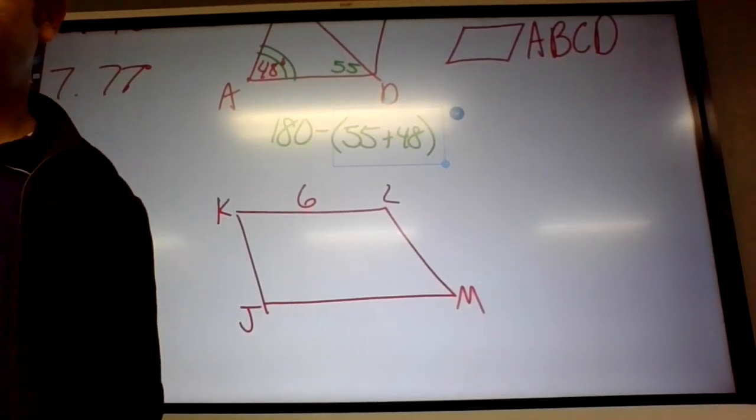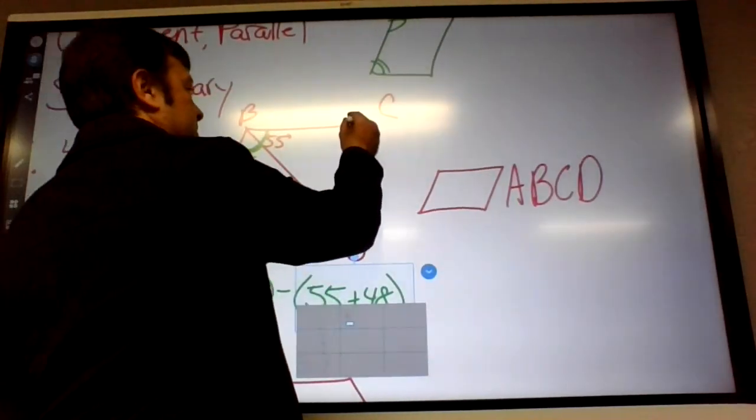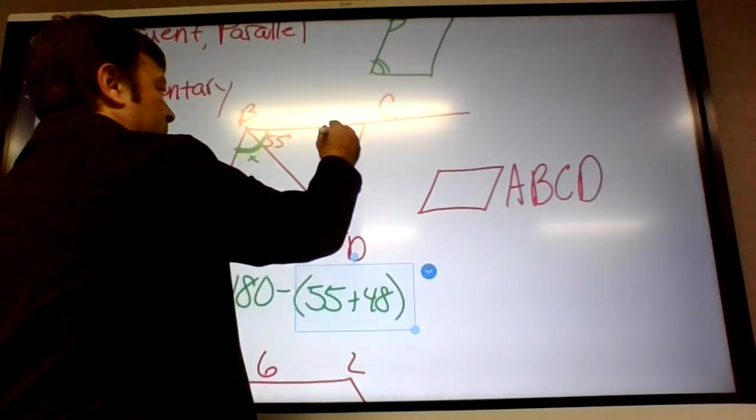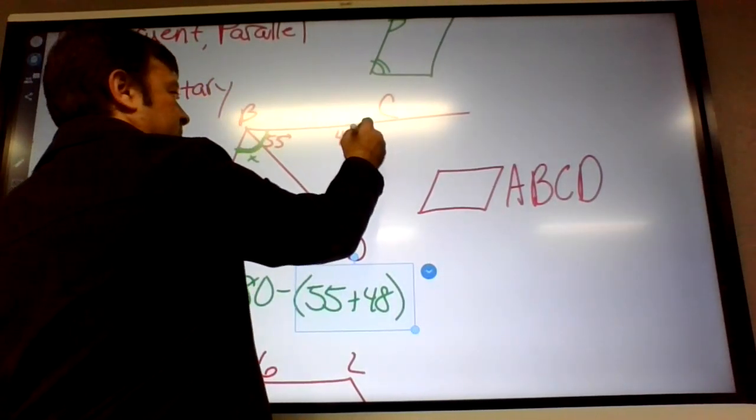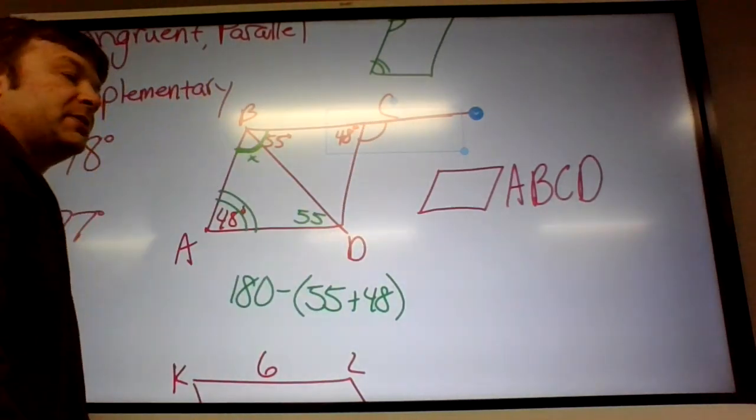Exterior angle. So an exterior angle is when you just extend this angle. So remember earlier we said this is 48, right? So an exterior angle is when you just extend one of these sides. What's that angle right there?